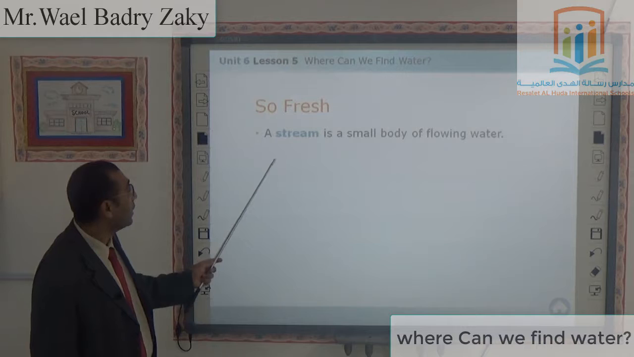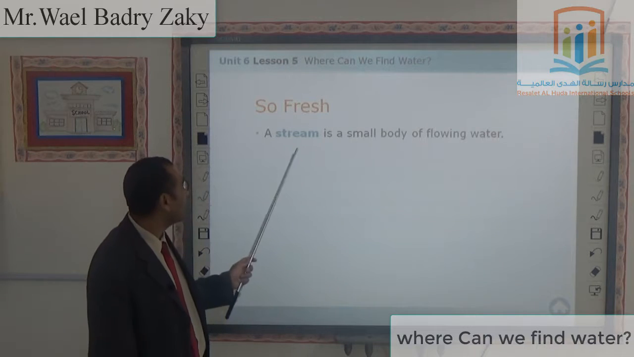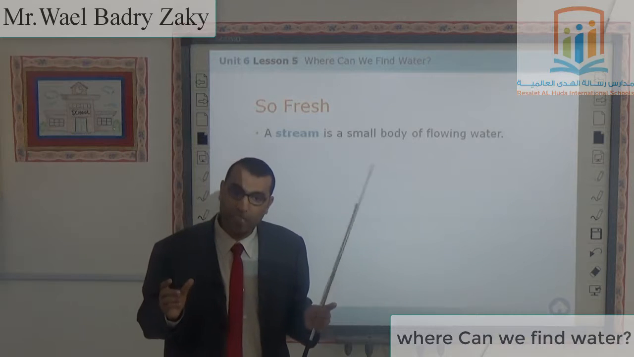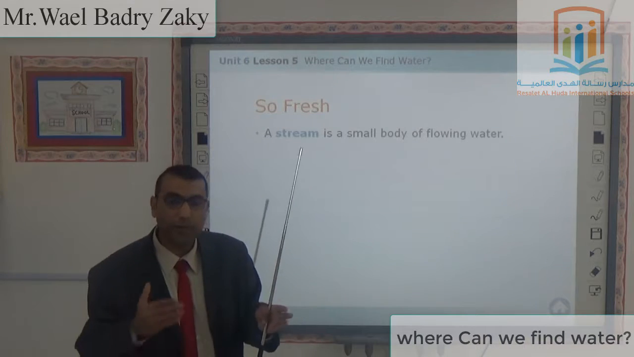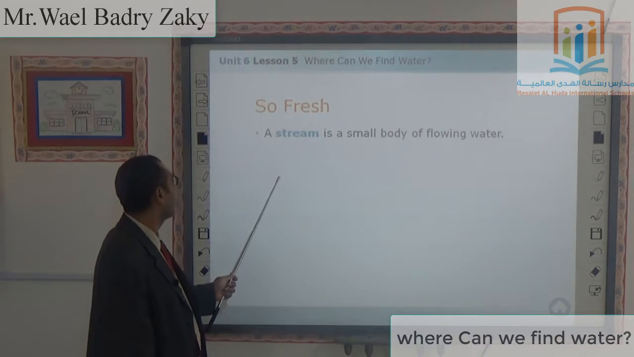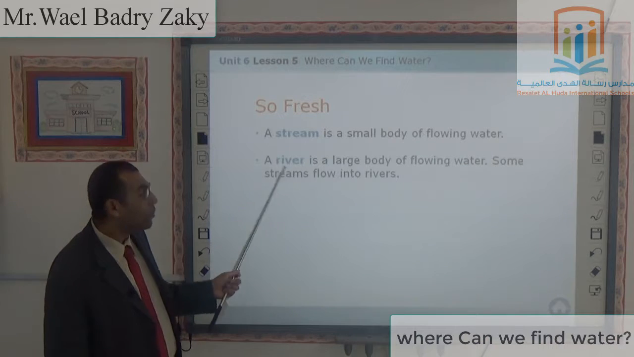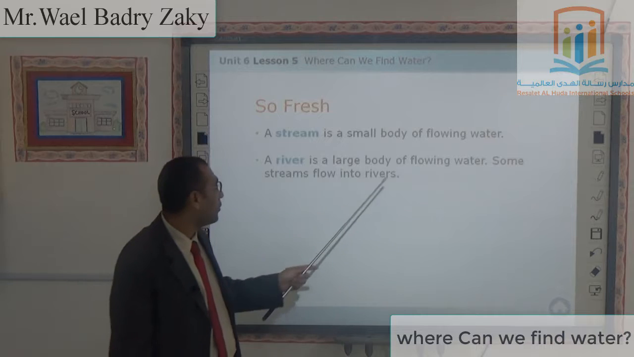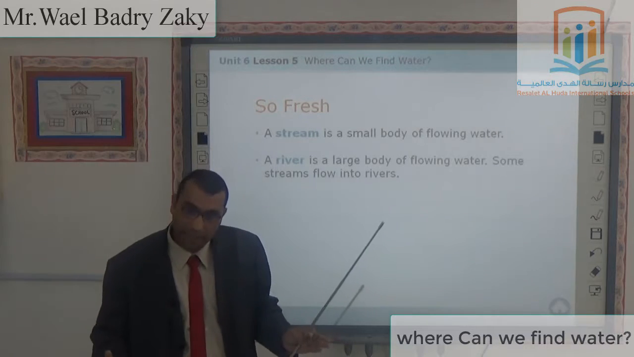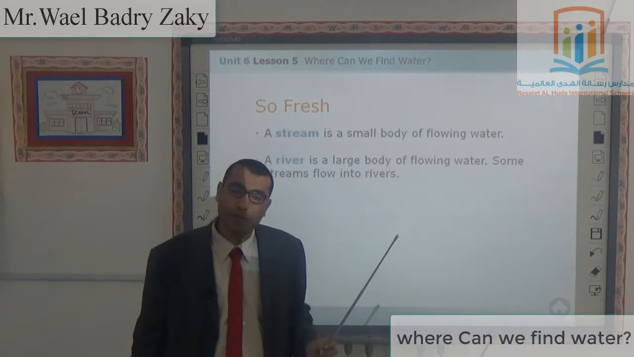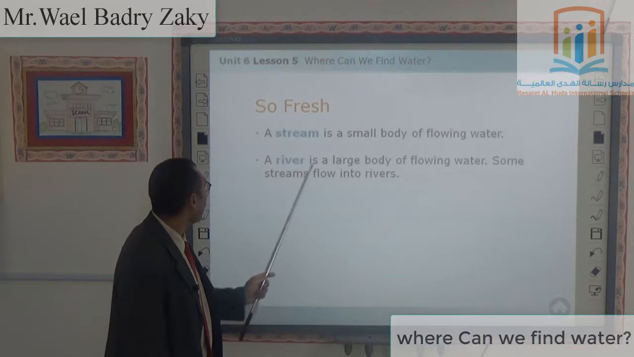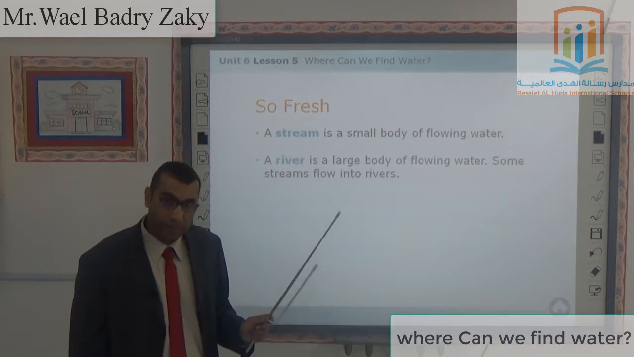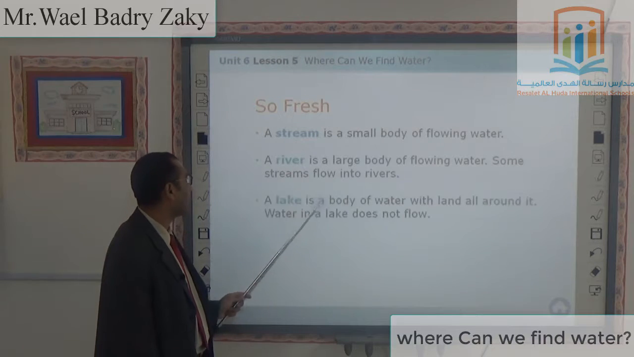Okay, a stream, what is a stream? A stream is a small body of flowing water. A river, what's a river? A river is a large body of flowing water. Some streams flow into rivers.